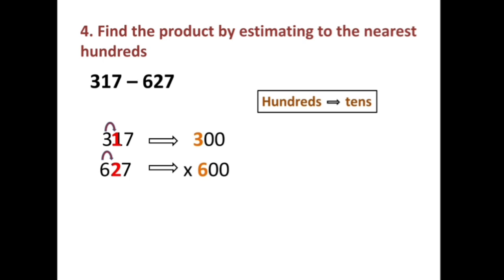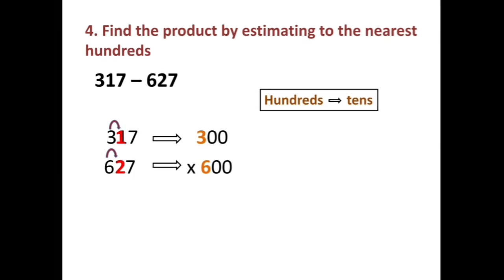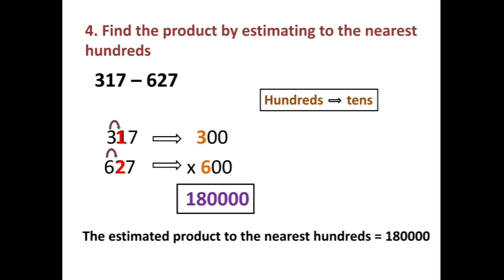In multiplication, what do we have to do? The easy method. We have 4 zeros in the problem. In 300 we have 2 zeros. In 600 we have 2 zeros. So in total we have 4 zeros. We will write them in the product. 6 into 3 is 18. So the answer is 18 and 4 zeros we will write in the product. So the answer is 1,80,000. How many hundreds are there in this? 1,800 hundreds are there. That is the estimated product to the nearest 100.